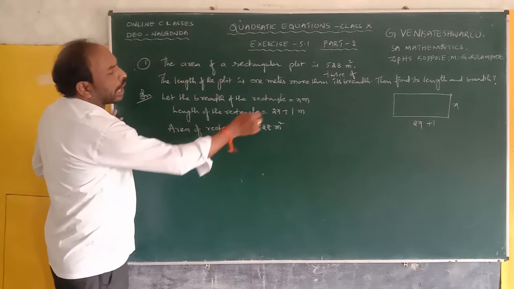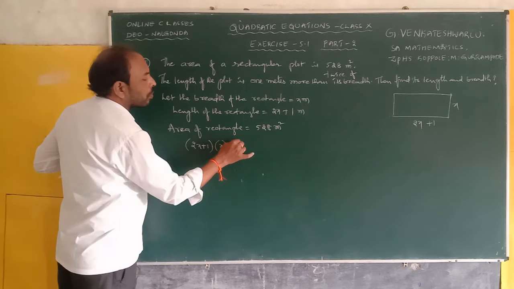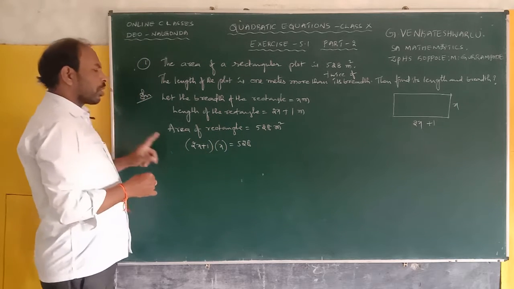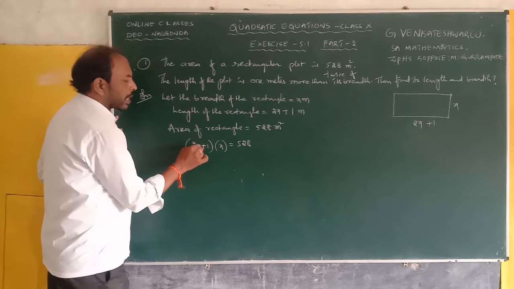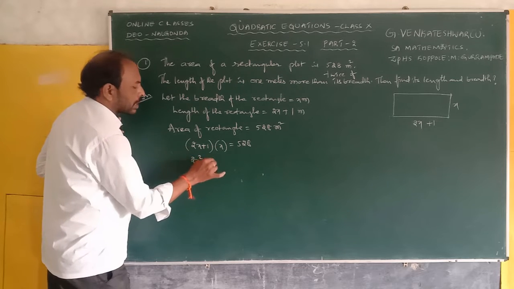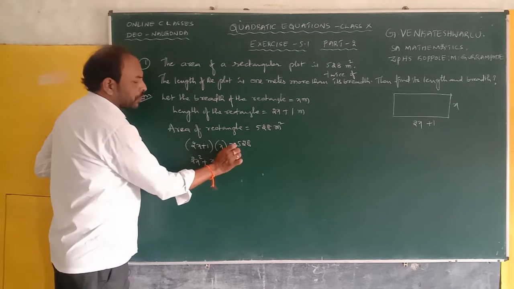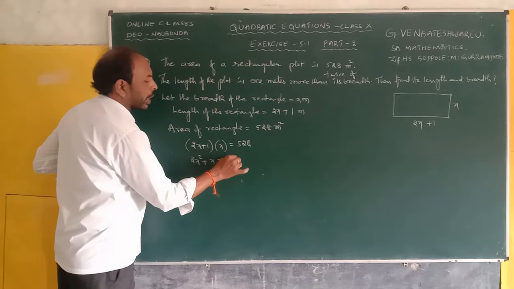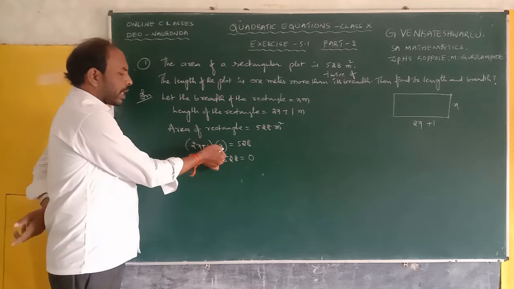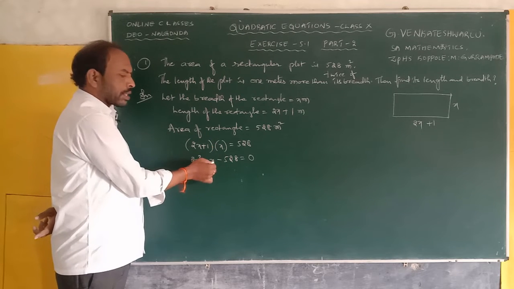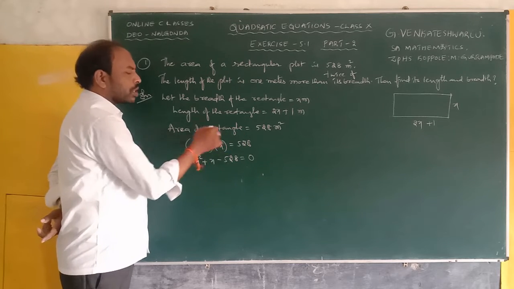Whereas the length value is taken as 2x plus 1, into breadth x, is equal to 528 meters square. So length into breadth is equal to 528. Look here, multiplying by the left distributive property, 2x into x is 2x square, plus 1 into x is x, equals 528. The transposition of plus 528 is minus 528, equal to 0.